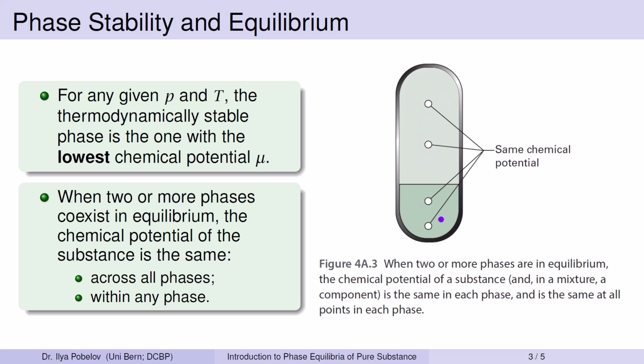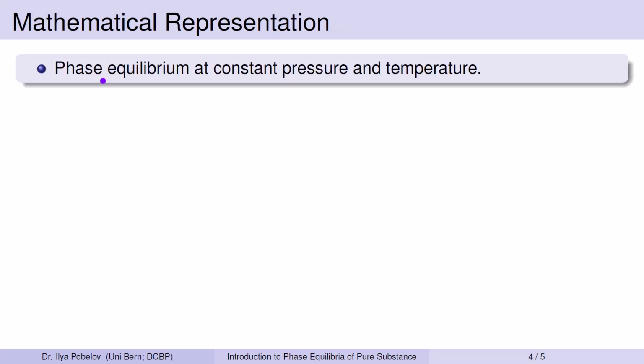Now, let's investigate the mathematical representation of phase equilibrium at constant pressure and temperature. First, consider the chemical potential, represented by mu, of a substance in phase alpha. In this notation, the phase where the substance is located is denoted by a superscript. At equilibrium, this potential is equal to the chemical potential of the same substance in phase beta.